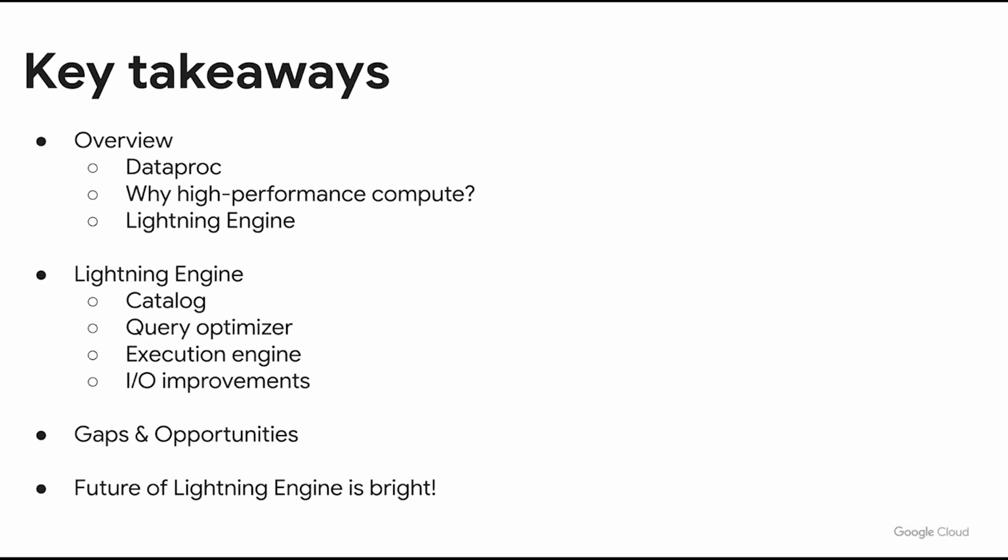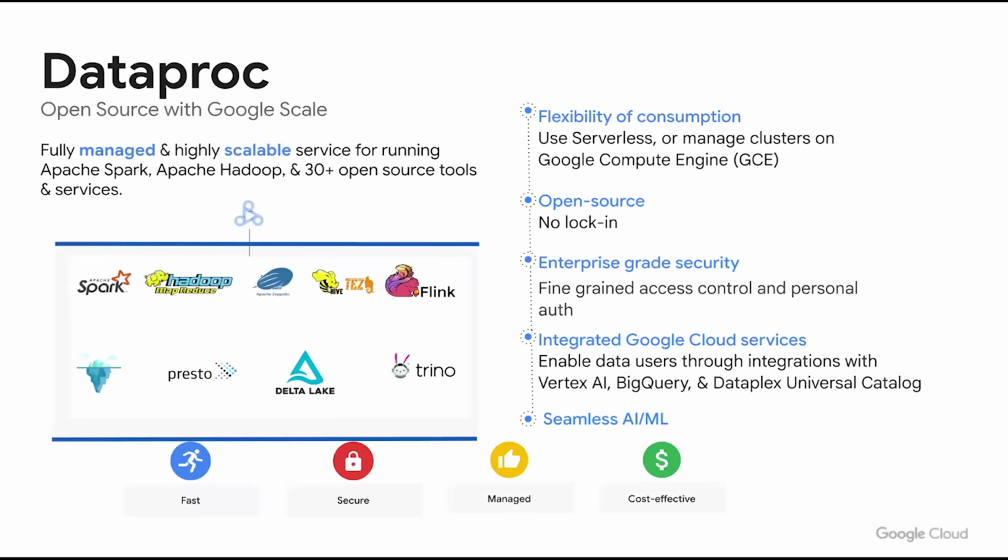we'll deep dive into Lightning Engine and the different stacks that were previously mentioned. The first is catalog, query optimizer, execution engine, and the IO improvements. And third, we'll also discuss the gaps that we have identified and the potential areas of improvement. And finally, we'll conclude the presentation.